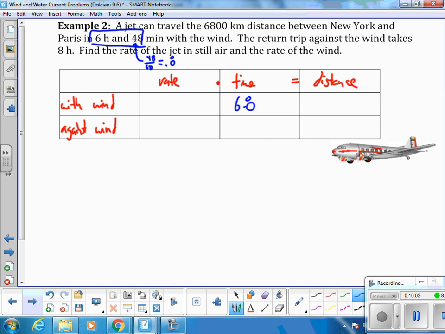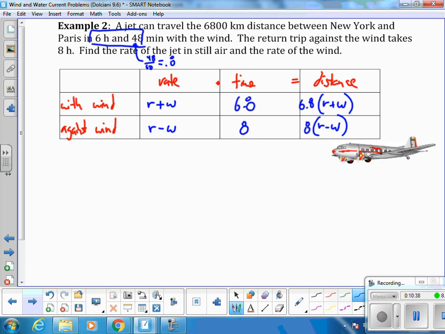And then against the wind, it takes me 8 hours. So I have my time. My rate is going to be whatever my rate is plus the wind, and against the wind is going to be whatever my rate is minus the wind factor. So when I look at distance, I know because my formula is rate times time, I can take 6.8 times my rate, and that's going to be my distance. I could take my time of 8 and multiply it by my rate. So I've got my time times my rate, and that should equal my distance.